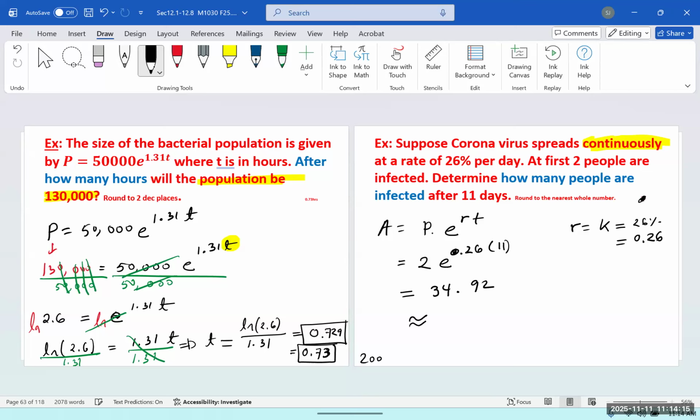34.92. Since it's human beings, you have to round up. 35. Really? Only 35 people? I was expecting more. But 26%, see, when you give a 26% interest rate as money, it's a huge amount, but 26% in this scenario is so low. Unbelievable. Okay, anyway, the answer is 35, or this. For human beings, 35 is more realistic.